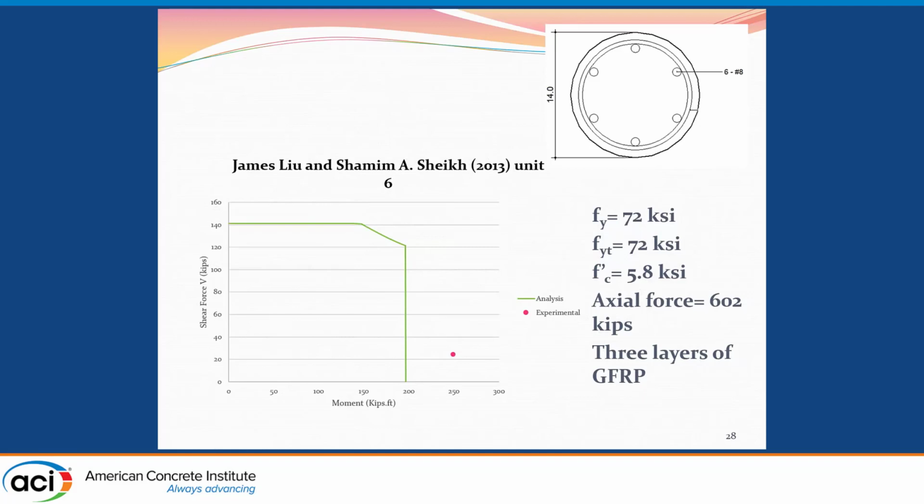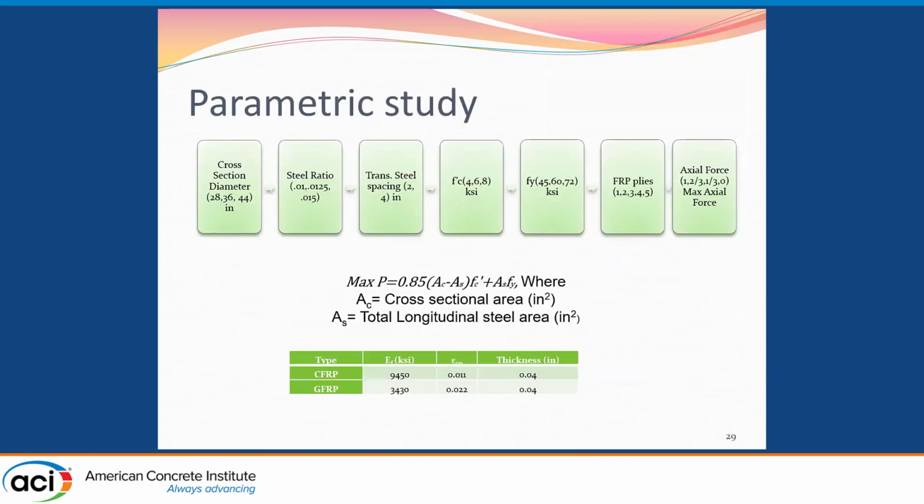Overall, we have very good agreement with the experimental results. And then we did a very quick parametric study where we varied the cross-section diameter between 28, 36, and 44 inches, the steel ratios, the transverse steel spacing, f'c, Fy, and the FRP plies. We kept our carbon FRP and GFRP as constants. We did not vary the properties of FRP.